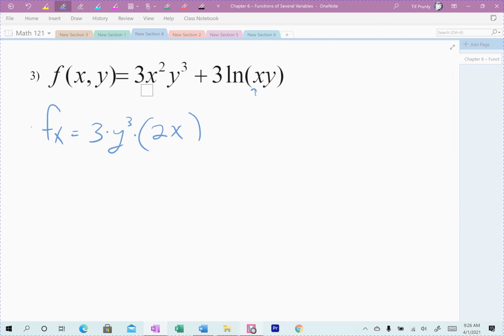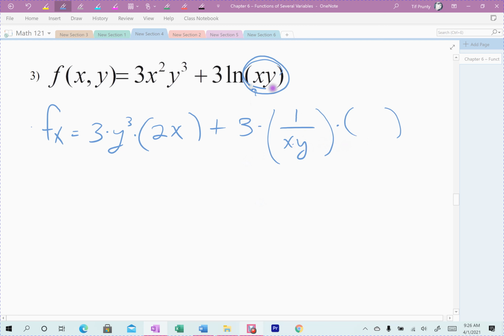Alright, so the next part. I've got a 3 times the natural log. So again, 3 is a constant multiplier, it comes along. The derivative of the natural log is 1 over whatever's inside. So 1 over x times y, times the derivative of what's inside. So I'm just looking at the x times y. I've already taken care of the natural log, the outside function part. What's the derivative of x times y with respect to x? Well, the derivative of just x is 1. y is a constant, so it's y times 1, which is just y.